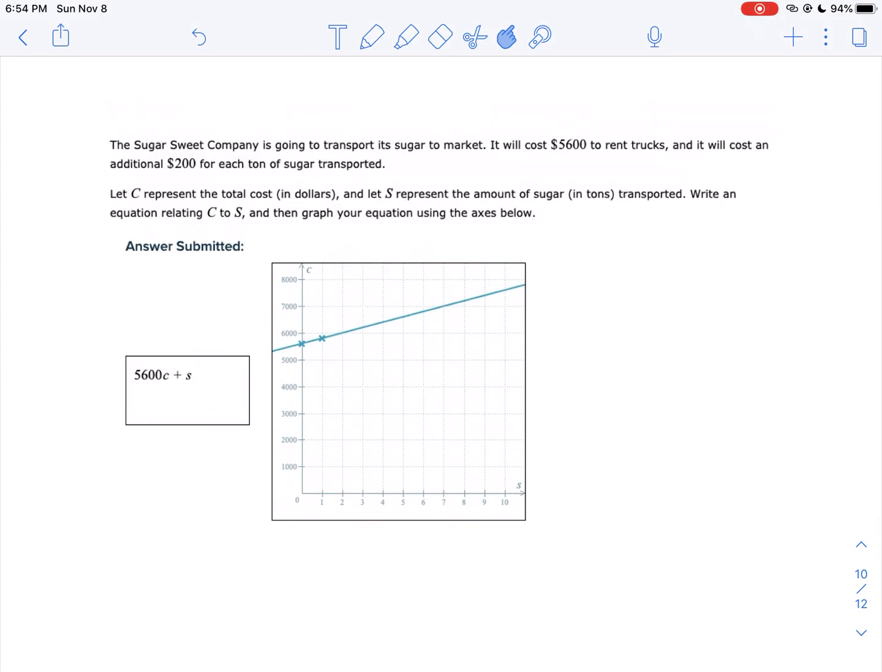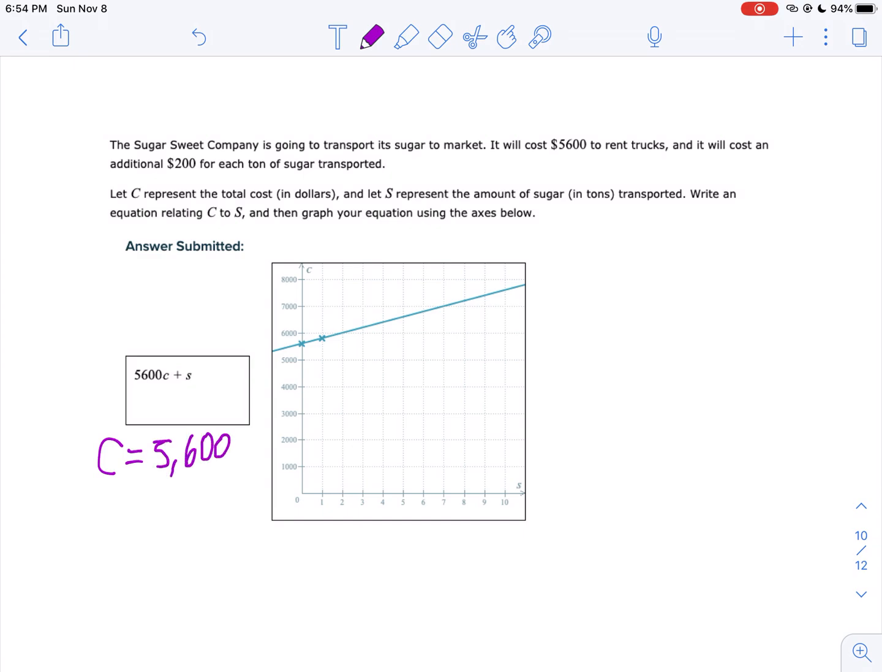On this question, the graph is correct, which tells me you know how to do this, but you just wrote it down wrong, because it has to be an equation. C needs to be the total cost. You're not multiplying it by C. And how much are you paying? Well, you're paying $5,600 to rent the truck.